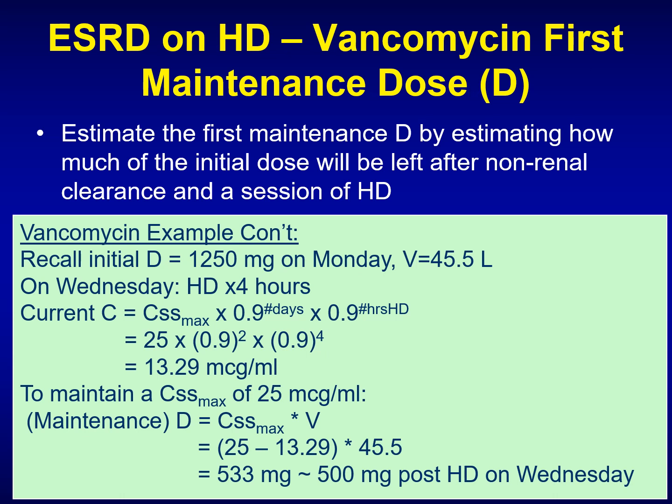Now we'd like the patient to go back to a level of 25. So using the same equation as before, we calculate a maintenance dose. Dose is equal to desired Cmax times V. In this case though, we no longer are dosing from 0. The patient already has 13.29 in their body, so we are only dosing to the target of 25 minus this quantity that's already in the patient's body, times the V. So the patient really needs 533 milligrams, which we can round to 500 milligrams, post this hemodialysis session on Wednesday.